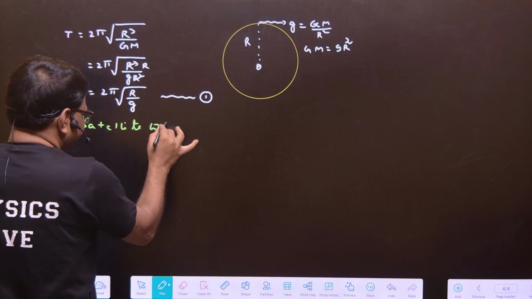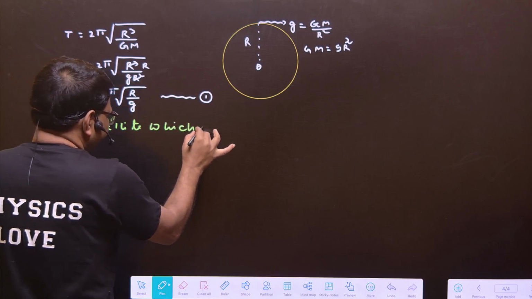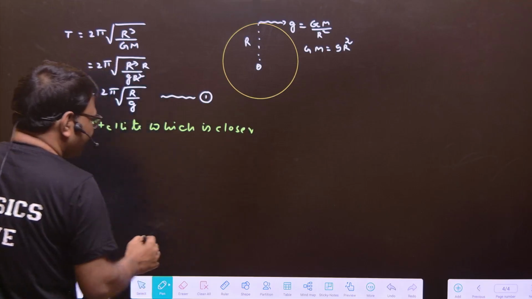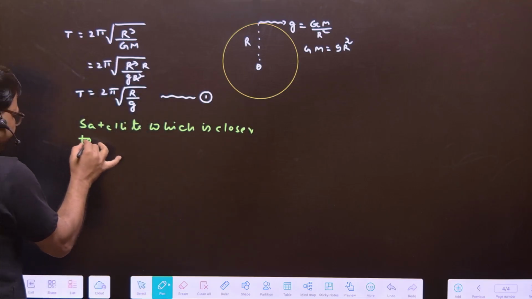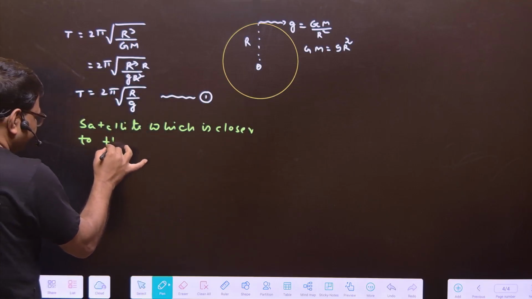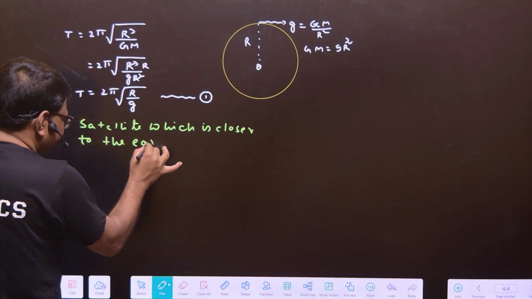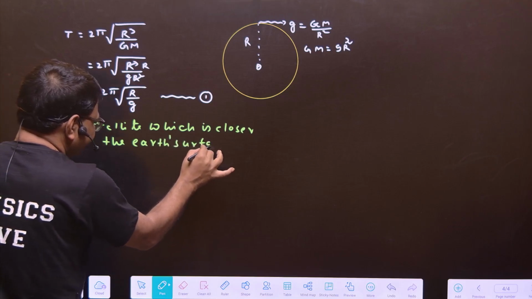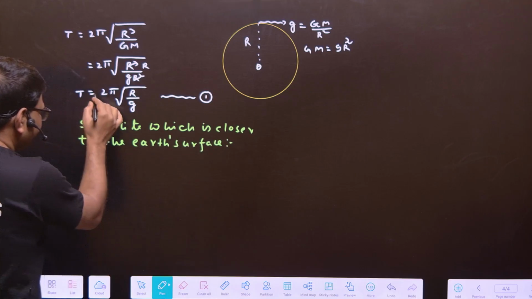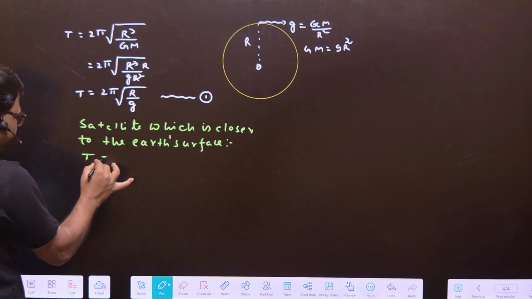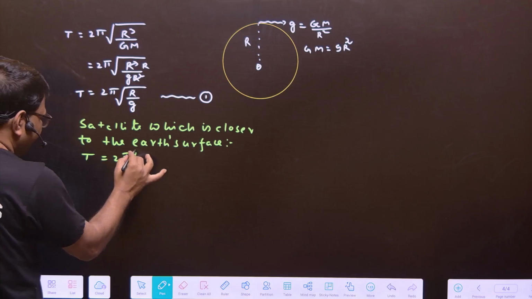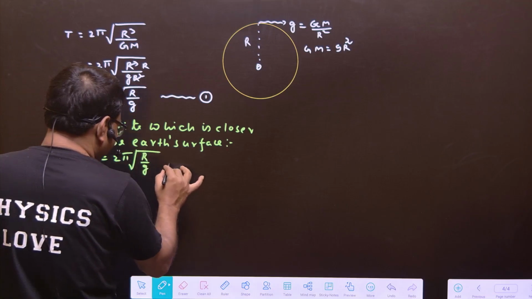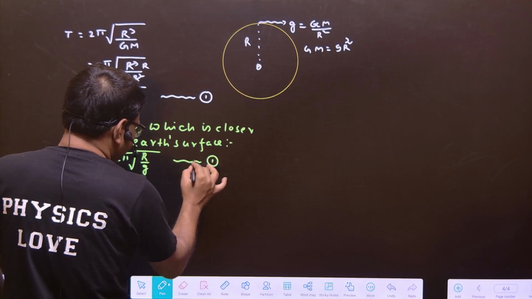Closer to the Earth's surface, right? Then the time period we have already got: T is equal to 2 pi root over of r by g. It is the formula number 1, for a satellite closer to the Earth's surface.